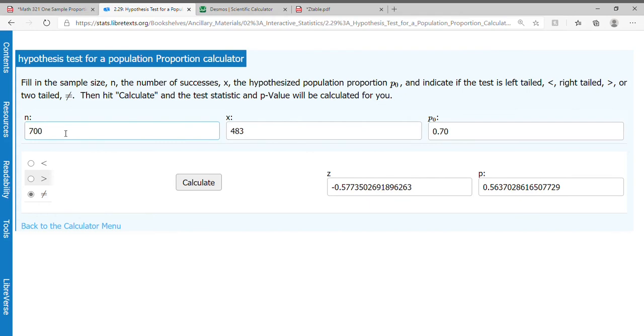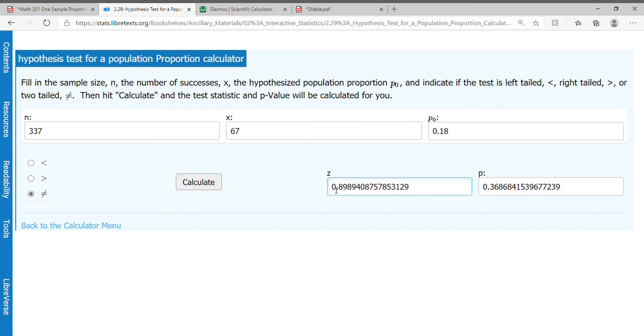Now let's use our calculator to confirm our answer is correct. We know the sample size is 337, and there were 67 millionaires that could wiggle their ears. Our null hypothesis is 0.18, 18%. And since this is a two-tailed test, make sure to enter not equals and click calculate.